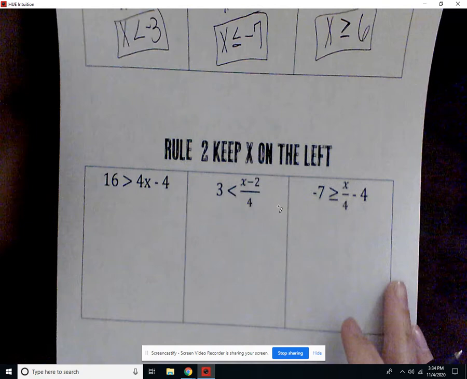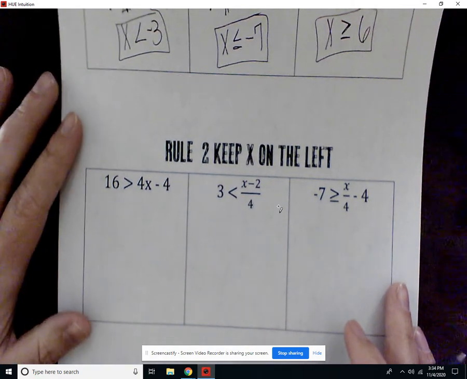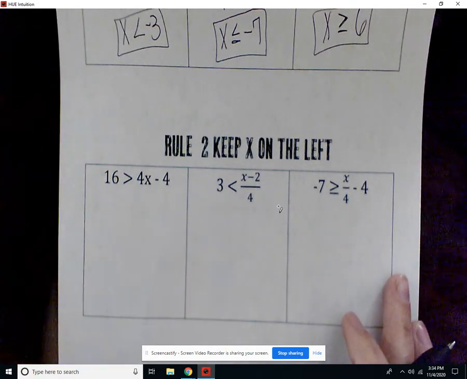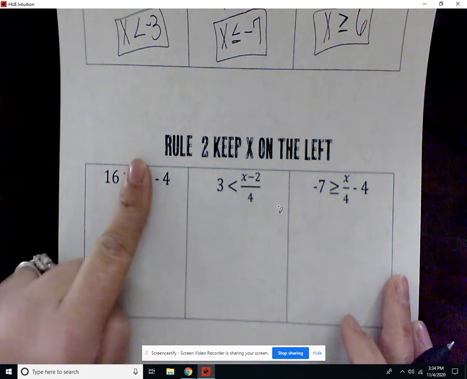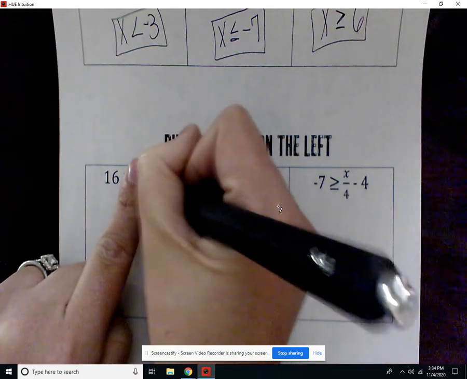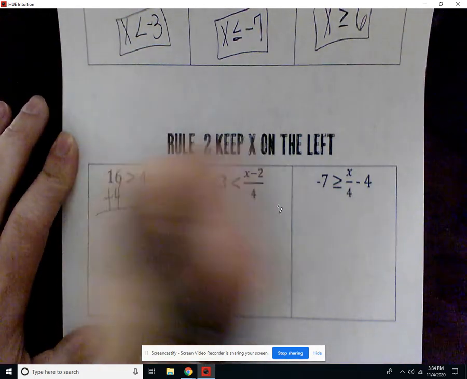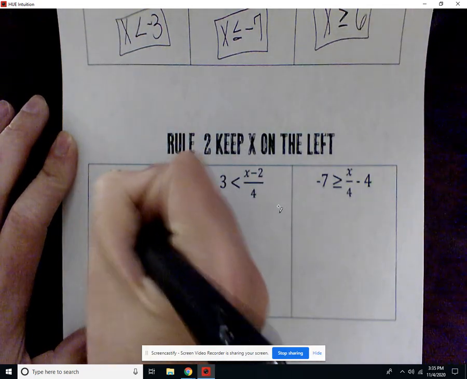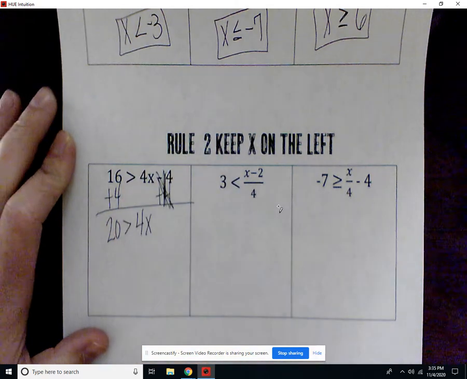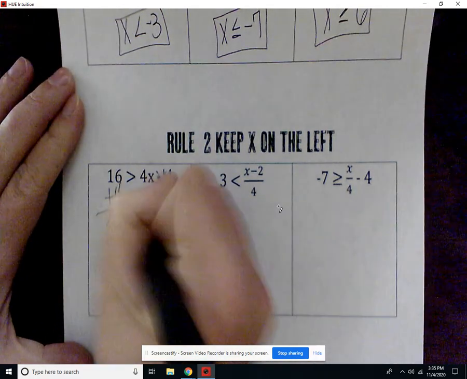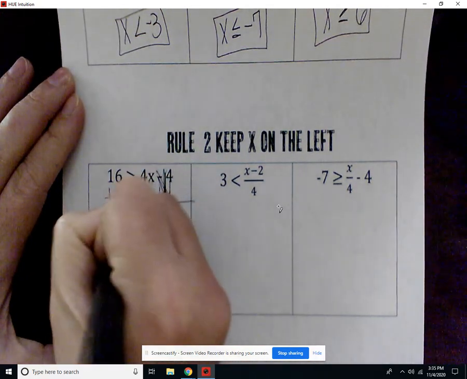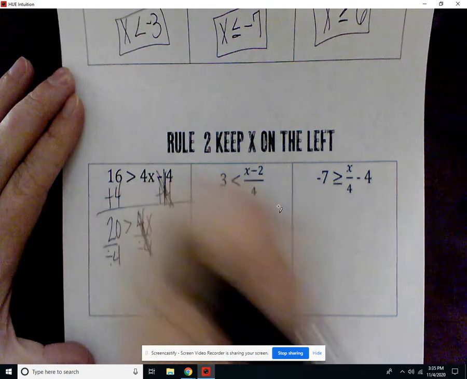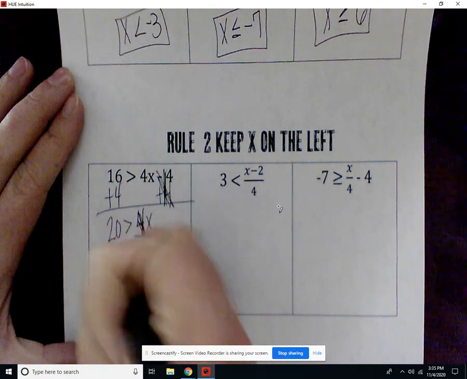Okay, rule 2, keep x on the left. So we're going to practice solving on the left. So we will cover up our x. Opposite of minus 4 is plus 4. 4s will cancel. 16 plus 4 is 20. Then we have 4x. We'll divide by 4. 4s will cancel. 20 divided by 4 is 5.